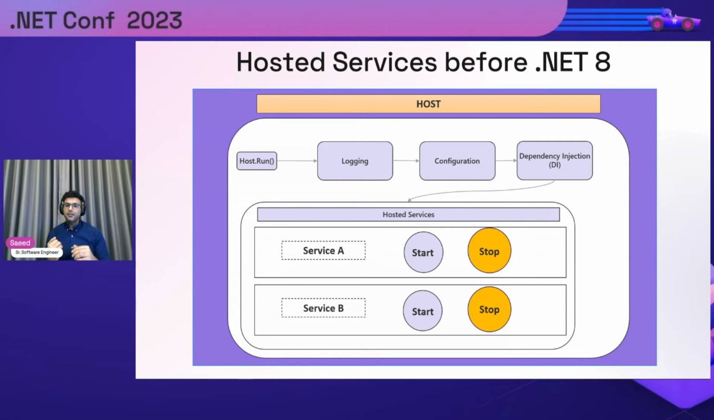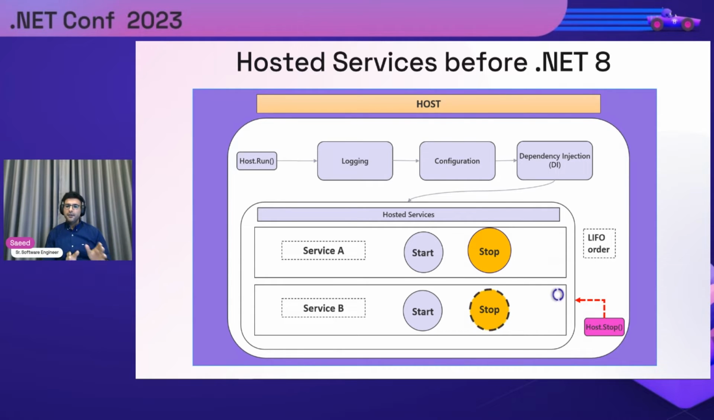Host will run these and call these stop methods in reverse order. It means in LIFO order. So if we try to stop the host or stop the application, first it will call the stop method of service B, which was the last one that we ran the StartAsync method. So it follows the LIFO order, and then again it waits for the stop method to be done.